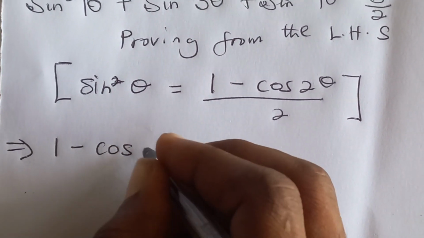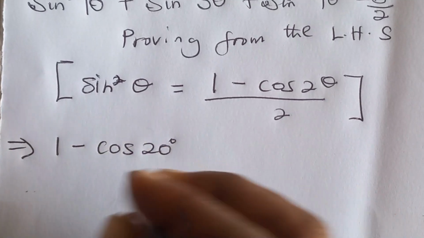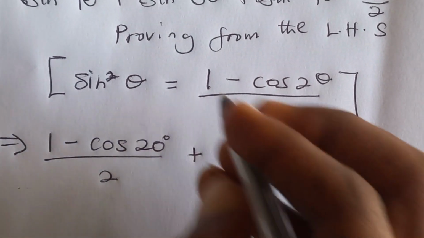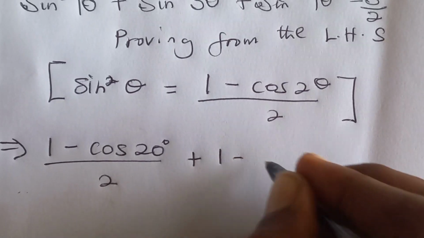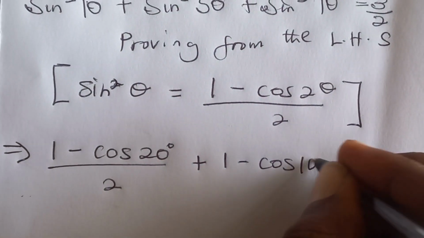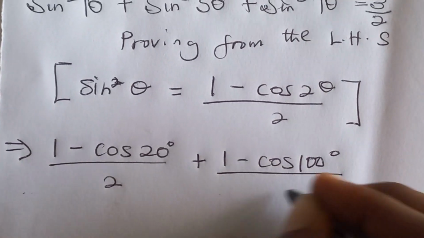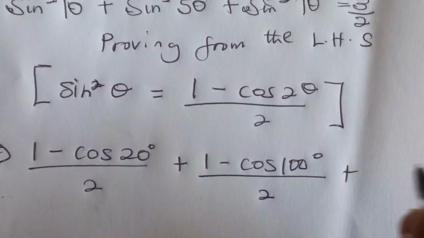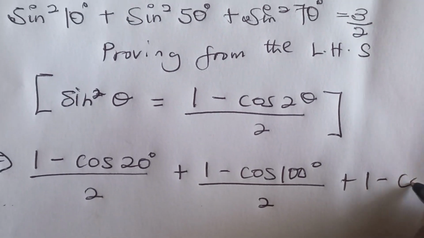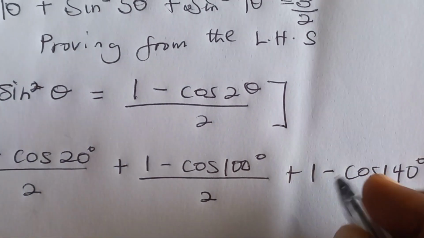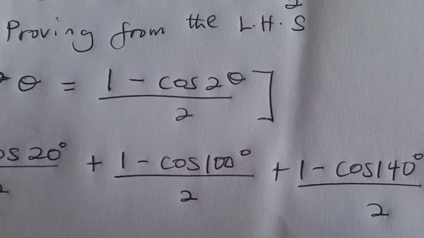cos 20 degrees on 2, plus 1 minus cos. So 50 times 2, we get 100 degrees on 2, plus 1 minus cos. 70 times 2 is 140 degrees on 2.